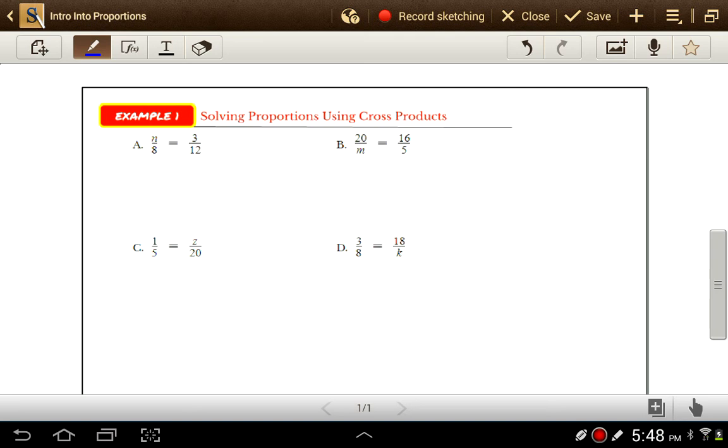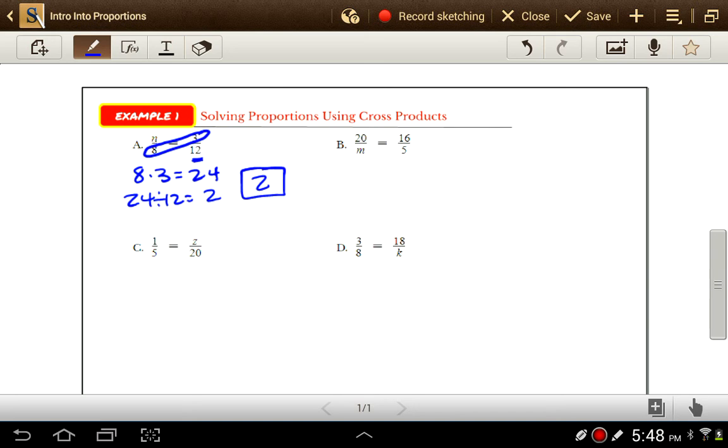So we're going to multiply the two that we know. In this case, that's 8 times 3, and that's going to be 24. So that's step 1. Step 2 is to divide by the remaining number. So we're going to do 24 divided by 12, and that equals 2. That tells us that the missing number there is 2. So our answer to this problem is 2.